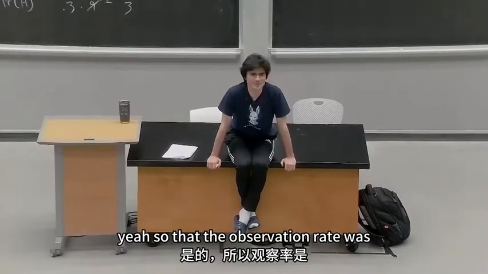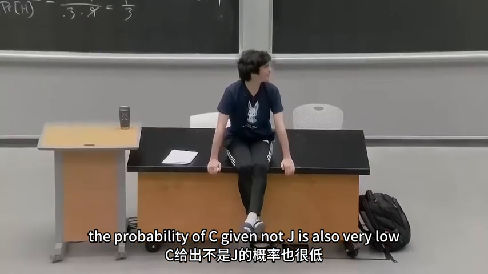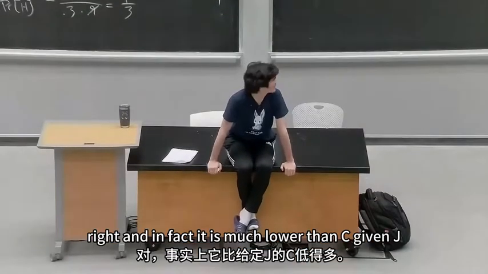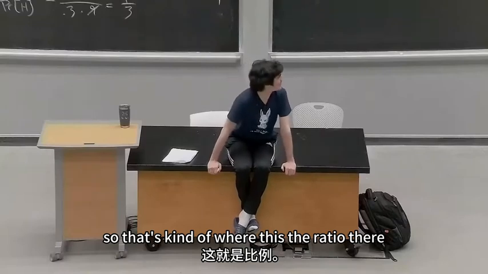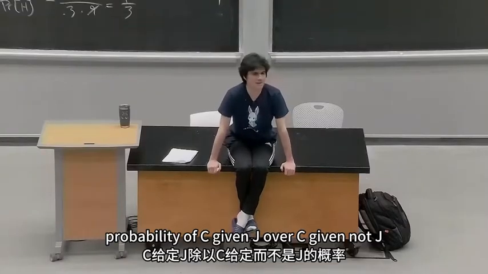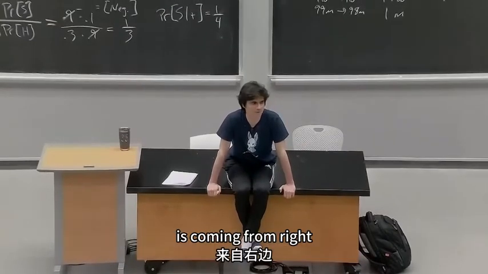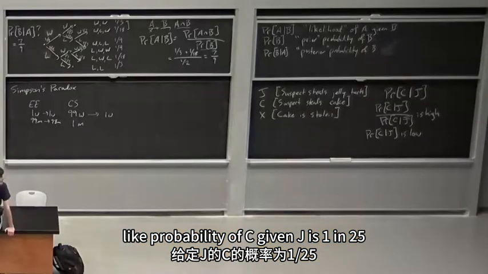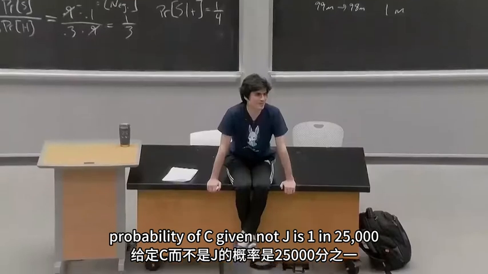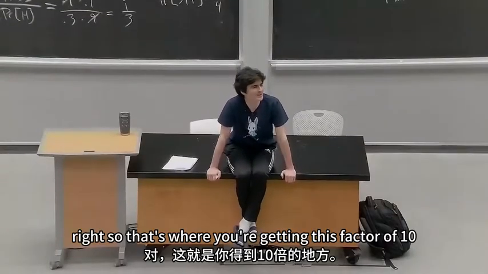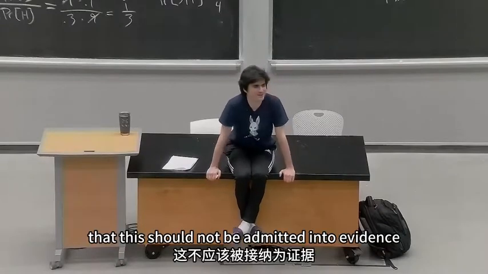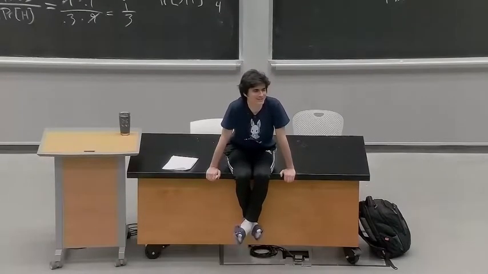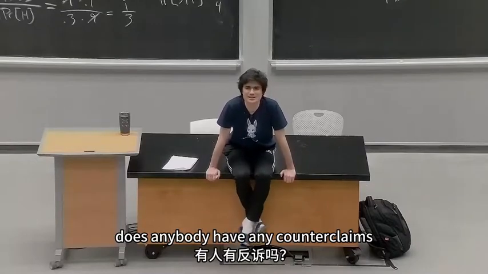Yeah, so the observation was that the probability of C given not J is also very low, right? And in fact, it is much lower than C given J. So that's where the ratio, probability of C given J over C given not J, is coming from. Probability of C given J is 1 in 2,500. Probability of C given not J is 1 in 25,000. So that's where you're getting this factor of 10. So you agree with the defense that this should not be admitted into evidence, okay? Does anybody have any counterclaims?